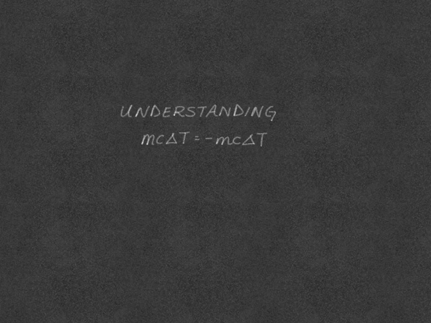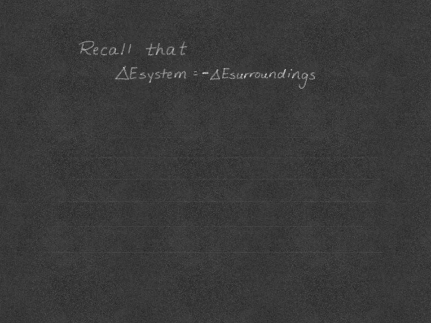In this video, we're going to walk through relating the energy of our system to the energy of our surroundings using our calorimetry equation. So mcΔT of our system equals negative mcΔT of our surroundings. Earlier we discussed that the energy of our system is equal and opposite to the energy of our surroundings. That was from the first law of thermodynamics. And this negative sign is because if our system loses energy, our surroundings gain energy.